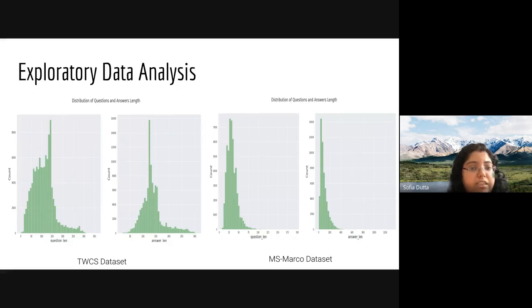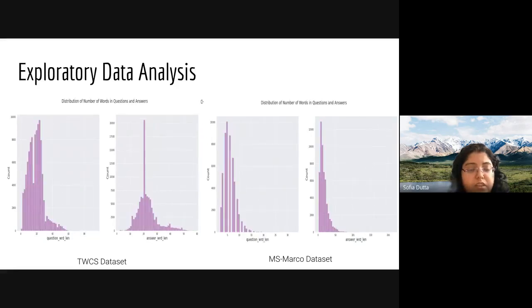I see the same issue also exists for the answer length, and this is another reason why the model does not have a fair amount of words in the vocabulary to learn, and thus performs poorly when generating or predicting natural language sentences. Next, this is the distribution of the number of words in a question and answer for the two datasets that I have chosen.